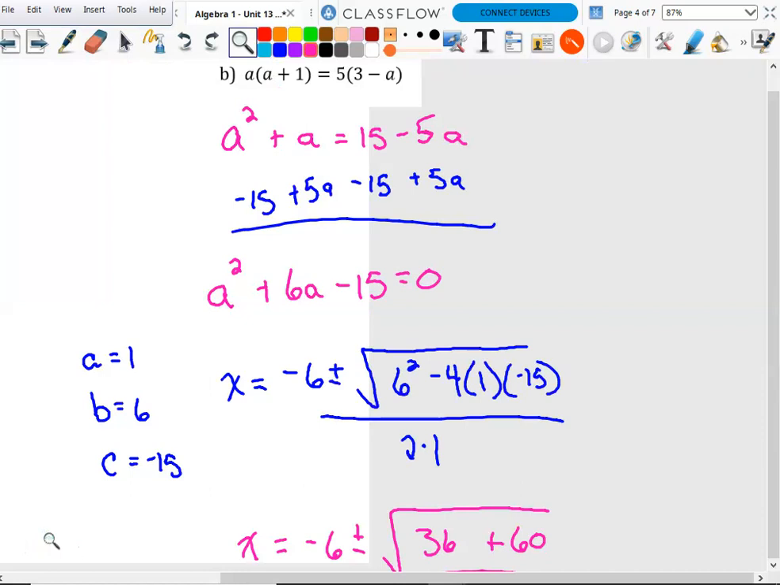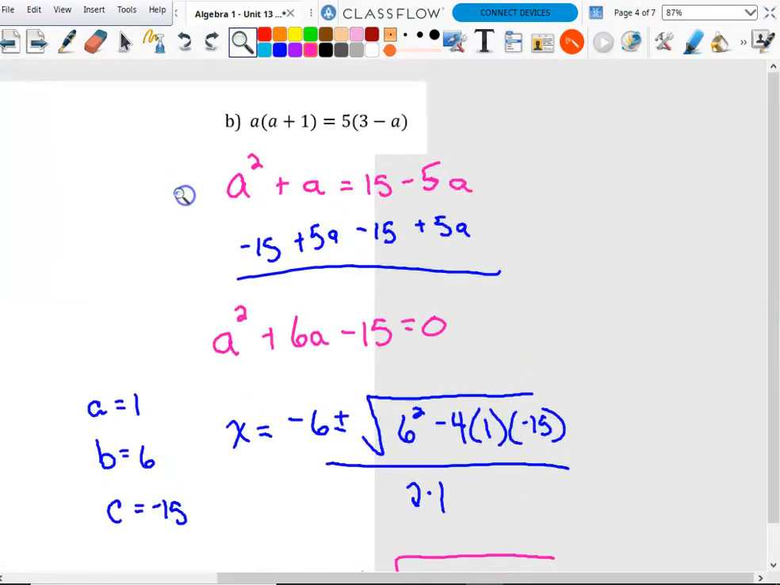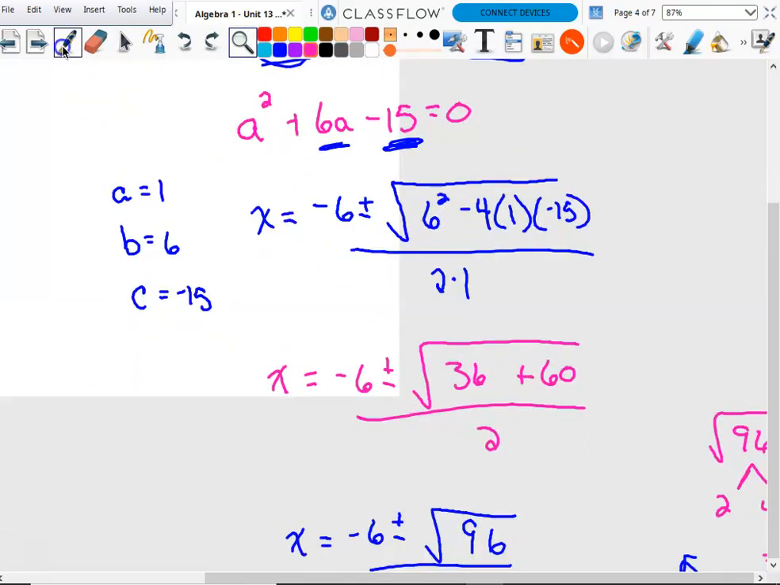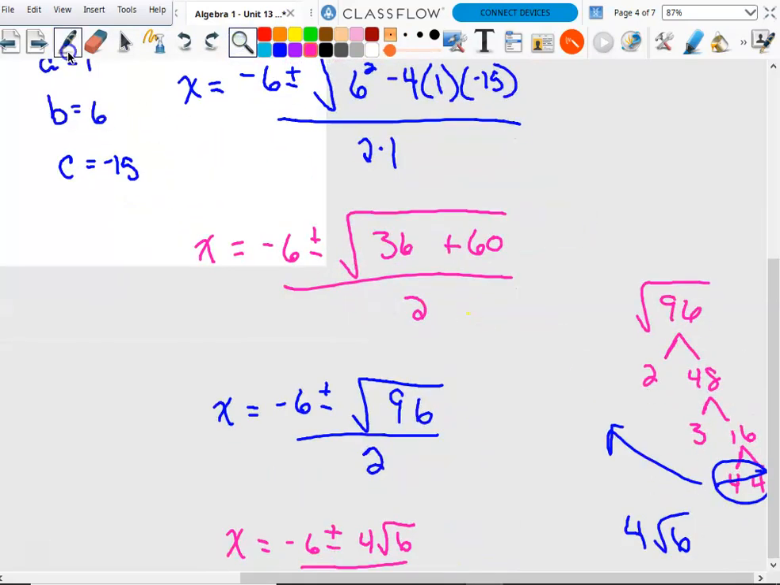Hopefully you paused and tried to do it on your own. But I'm going to walk you through it quickly. I distributed. Then I had to set it equal to 0. So I chose to minus 15 and add 5a in order to keep my a squared positive. The 5a and the a became 6a. The minus 15 had nobody to combine with, so he was just chilling at the end. And then I was ready to do the quadratic formula. A, B, C. Threw it in. Started grinding.